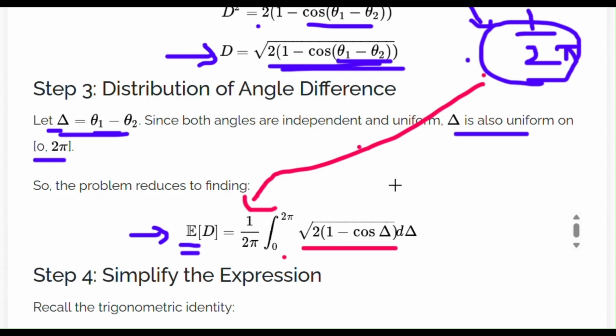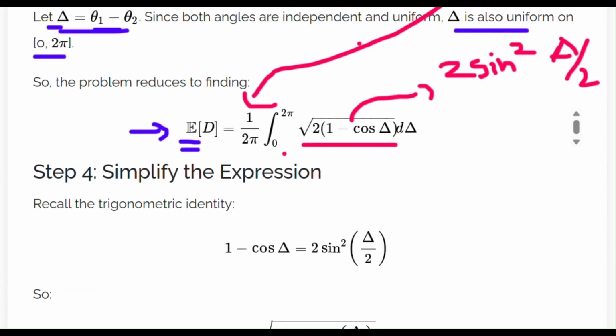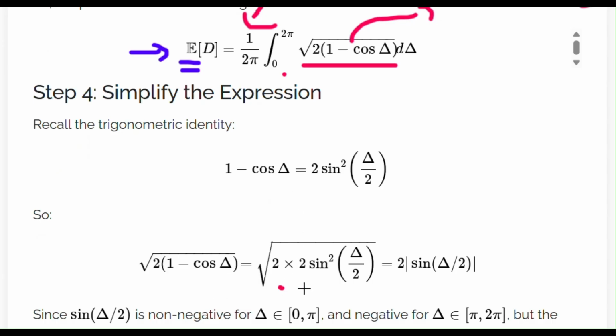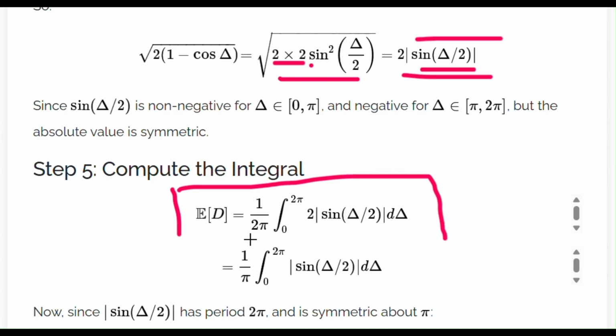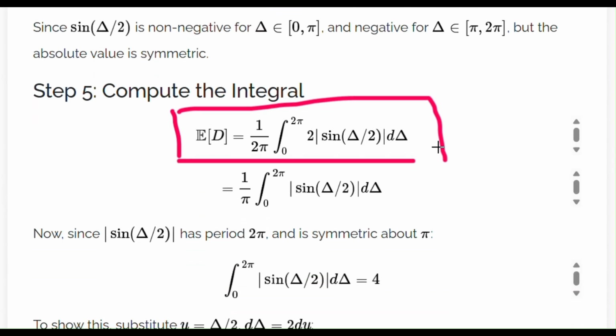Now, once again, from trigonometric identities, we can write 1 minus cos delta as 2 sine squared delta by 2. So the term under the square root becomes 2 times sine squared delta by 2. This is 2 times the absolute value of sine delta by 2. So now we have to compute this integral. Expected value of d equals 1 over 2 pi, integral from 0 to 2 pi, of 2 times the absolute value of sine delta by 2. The 2 is constant, it comes out of the integral, cancels, and we are left with 1 over 2 pi.